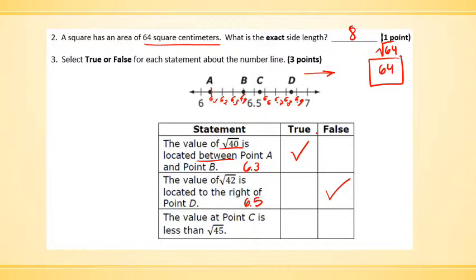And then finally, the value at point C is less than the square root of 45. Well, the square root of 45 would give me around 6 7/10. And so if I look at C, it looks like it's around 6 and maybe 55/100, so between 6.5 and 6.6. And so it is less than 6 7/10, so I'm going to say that's true.